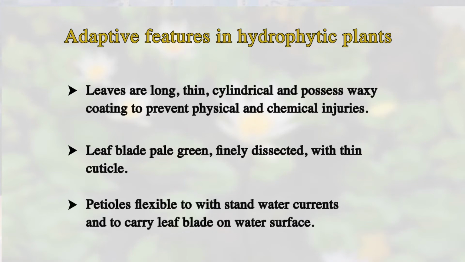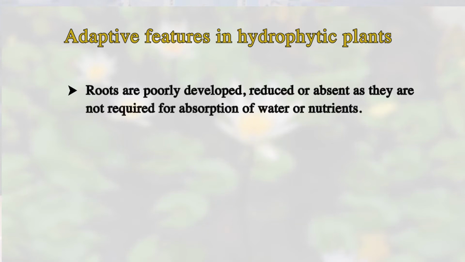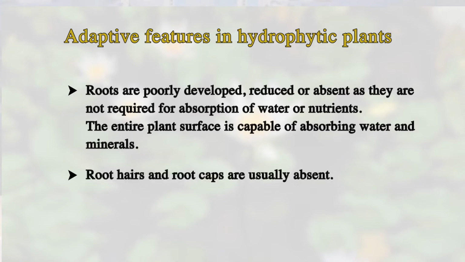Petioles are flexible to withstand water current and to carry the leaf blade on the water surface. Roots are poorly developed, reduced or absent as they are not required for absorption of water or nutrients. The entire plant surface is capable of absorbing water and minerals. Root hairs and root caps are usually absent.